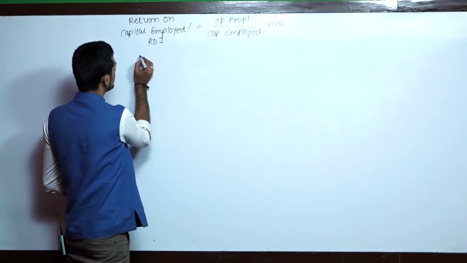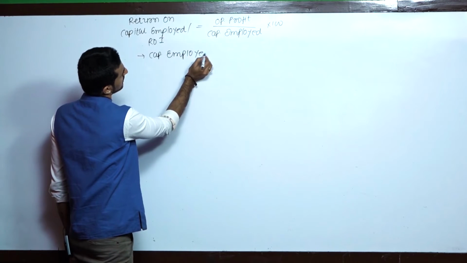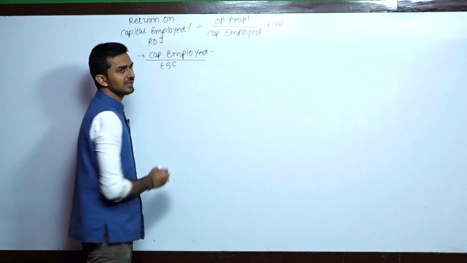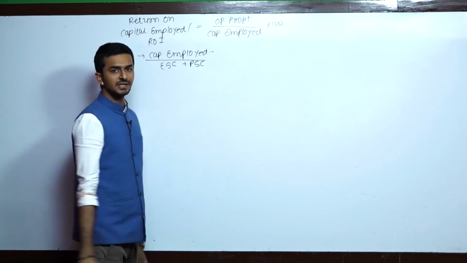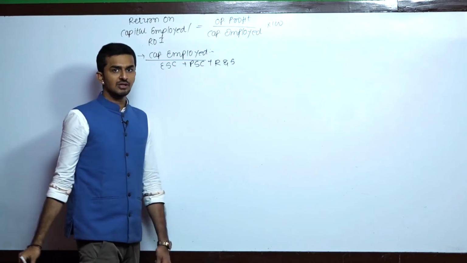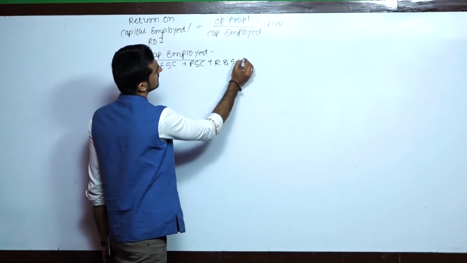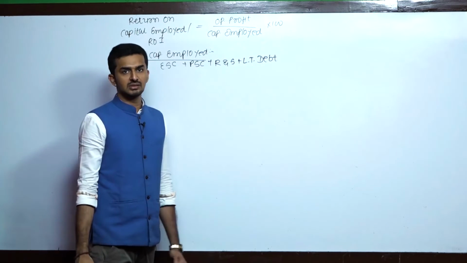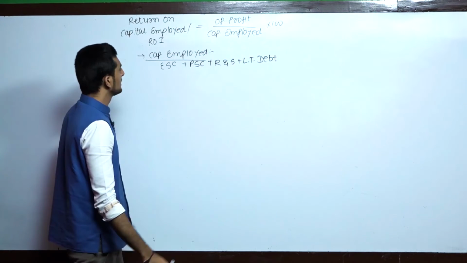So if you look at the definition of capital employed, it will be equity share capital first of all, plus we have got preference share capital, plus reserves and surplus. These are all going to form part of your capital, and please do not forget there will be long-term debt, or do not forget to put long-term debt into capital. As I said, it is a part of your capital.